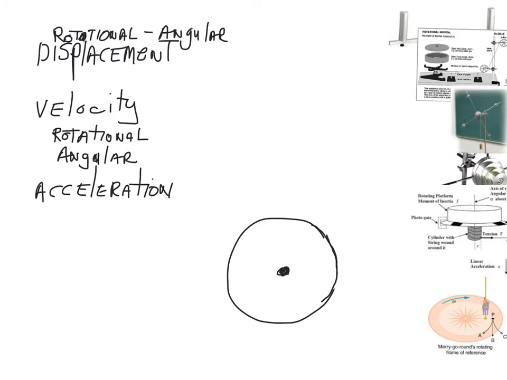So now let's discuss displacement, velocity, and acceleration in the rotational world. We can call it rotational displacement, but a more common term is angular displacement. We can call it rotational velocity or angular velocity. We can call it rotational acceleration or angular acceleration. Both those terms are widely used.